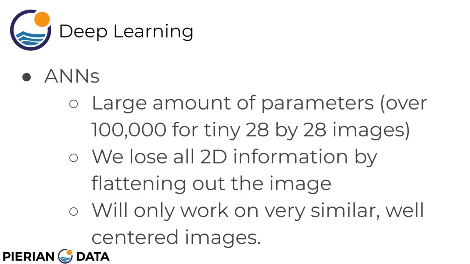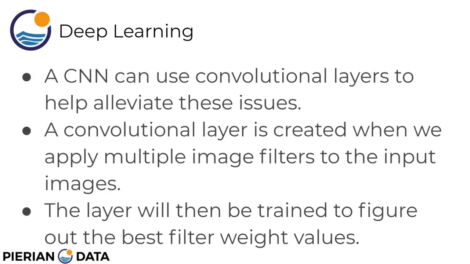So the MNIST dataset is really special because all the numbers are perfectly centered in these really small 28 by 28 images. That's why the artificial neural network was able to perform so well there. But later on we'll see that this network won't generalize well to normal sized images, especially when what we're looking for could be anywhere in the image. So we have a lot of restrictions for the artificial neural network.